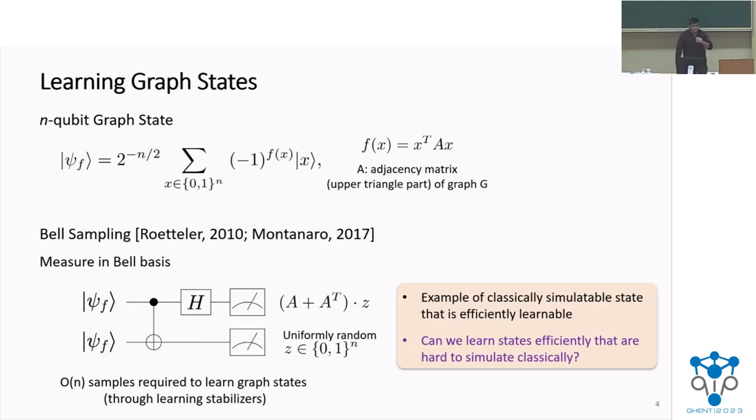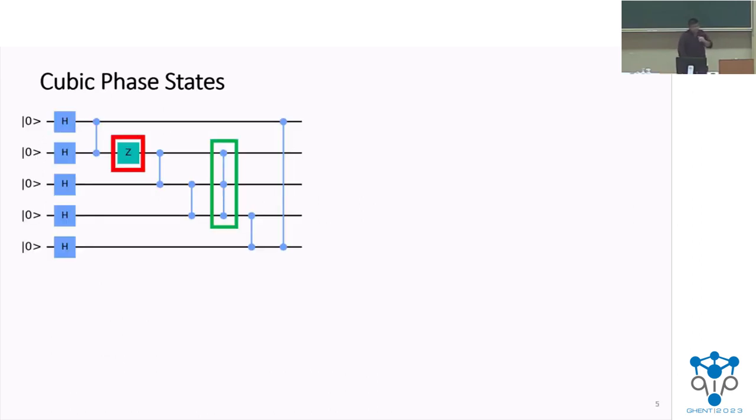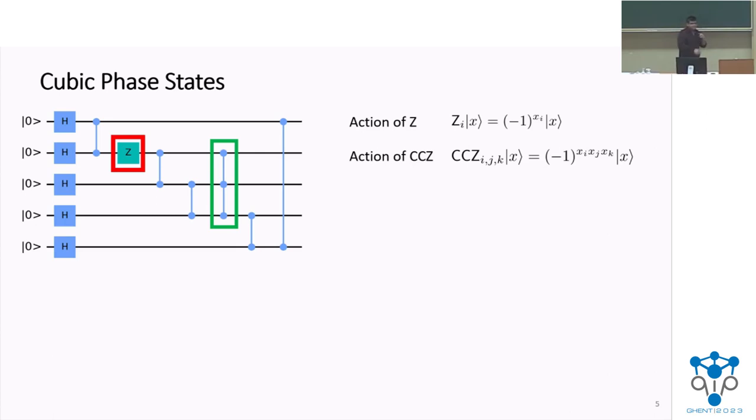to simulate classically? So I'll take this example that we've discussed so far, and I'll just pop in these two gates, the Z gate and this control-control Z gate. So as before, I'll do a rundown of the circuit, and now an action of Z just imparts a phase of -1 on the x_i, where the ith qubit is where the Z is acting. If there's an action of control-control Z, then I'll get a cubic monomial term in the phase.